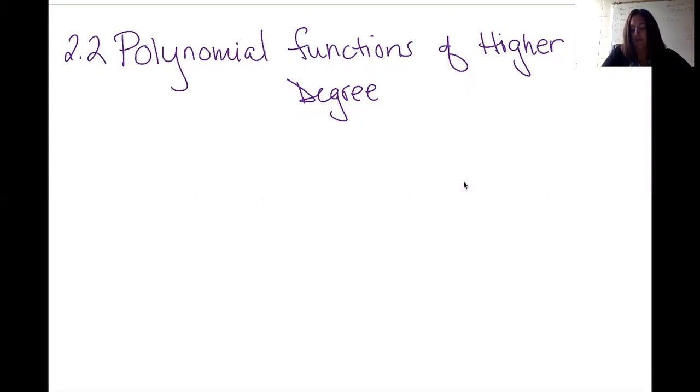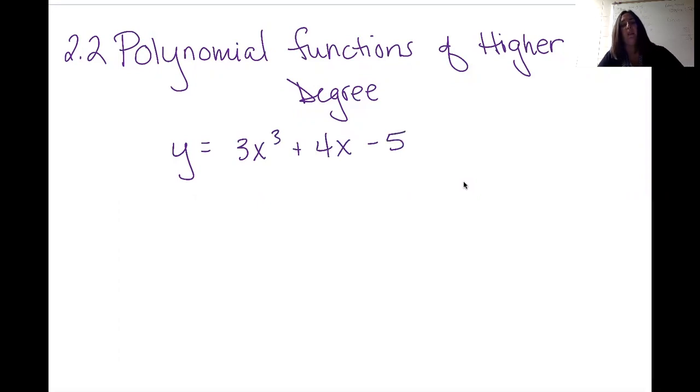So if you had a function that says y equals, let's say, 3x cubed plus 4x minus 5. The first thing that we would talk about in terms of this function is its degree. The degree of a function is the highest exponent. So in this case, our degree here would be 3.